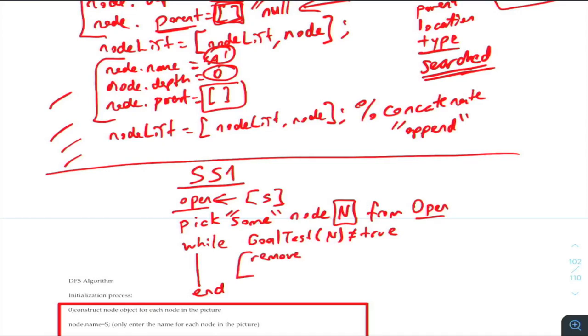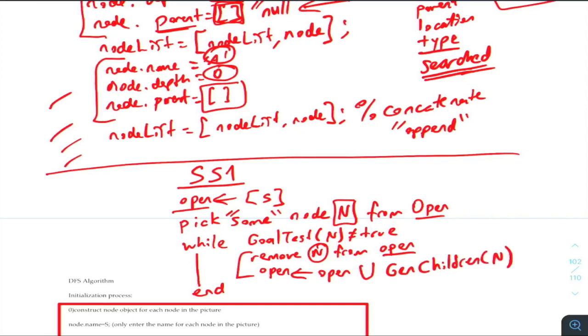Remove n from open, and update open to open union the children of that n. It says move gen, but I'm going to say just generate children of that n. This is the first algorithm that kind of makes sense.